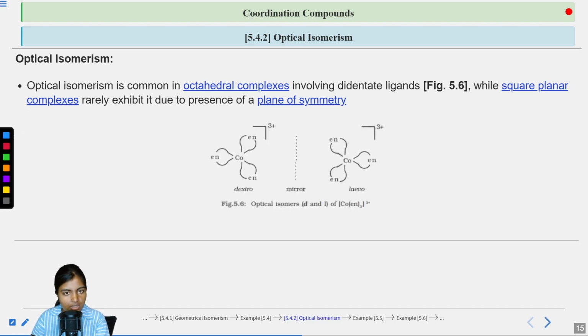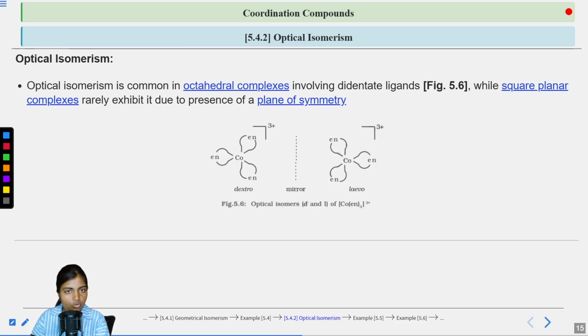you can see in figure 5.6, optical isomers are shown in the dextro and laevo form for this complex, cobalt en thrice, whole 3 positive. Cobalt is our central metal ion, and around it the 3 molecules of the en didentate ligand are arranged. Okay, so it involves the didentate ligand. It is an octahedral complex. How? Because each en can bind to the cobalt with 2 different donor atoms present in the same ligand.